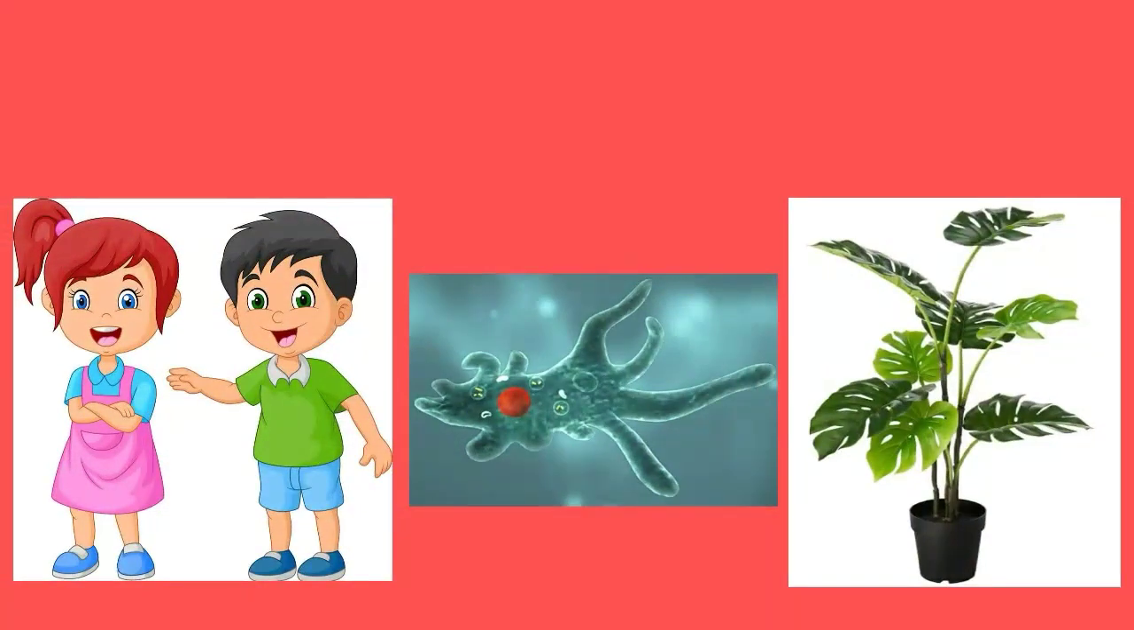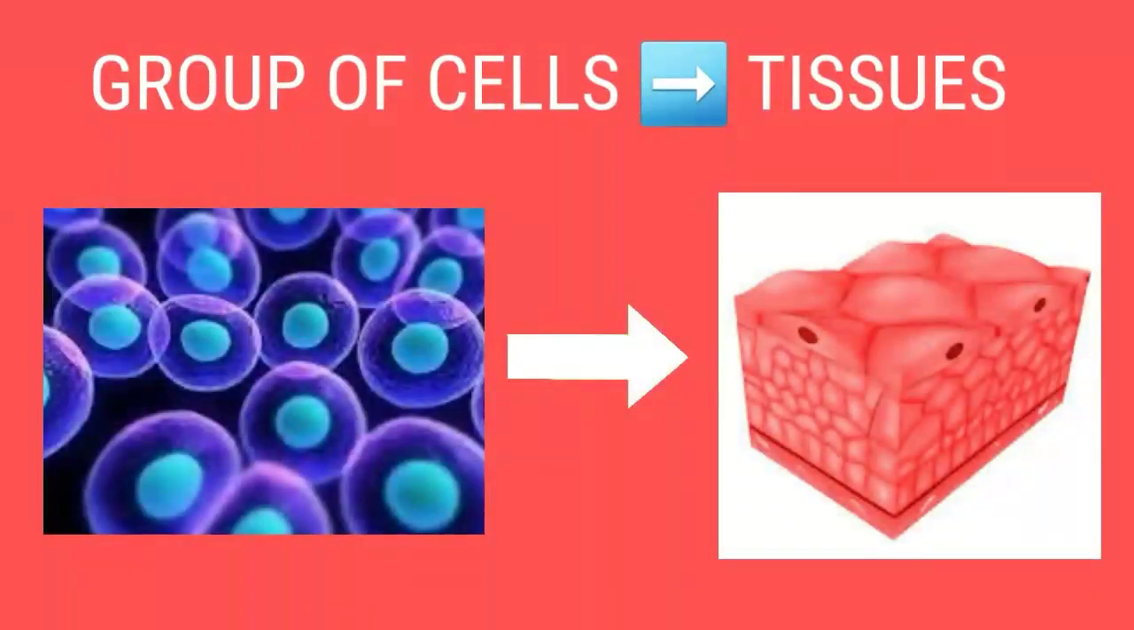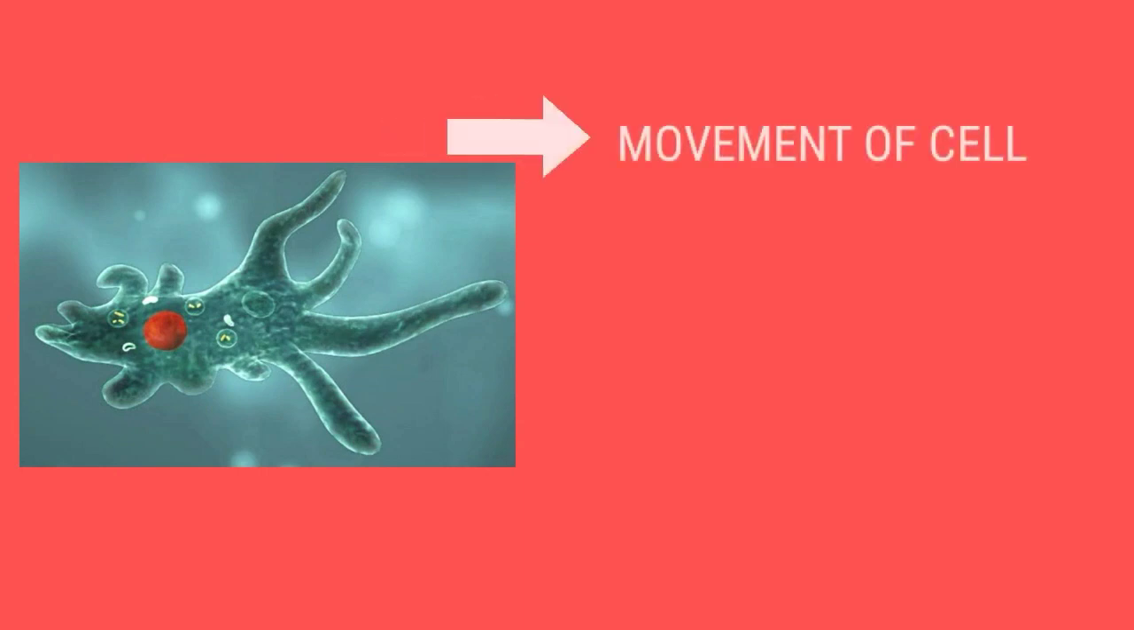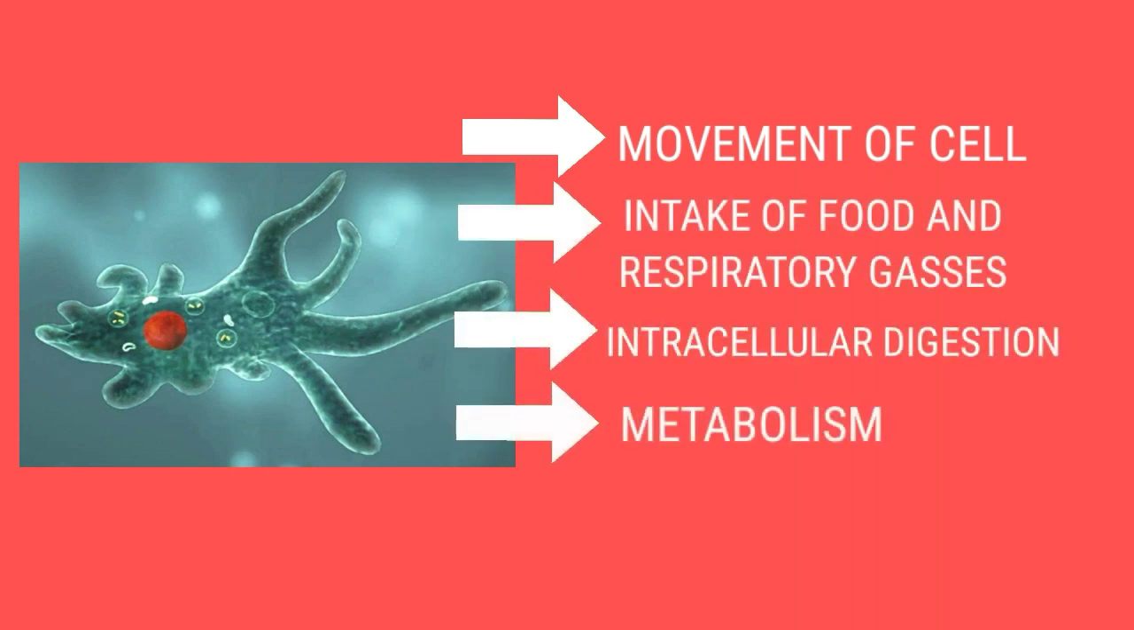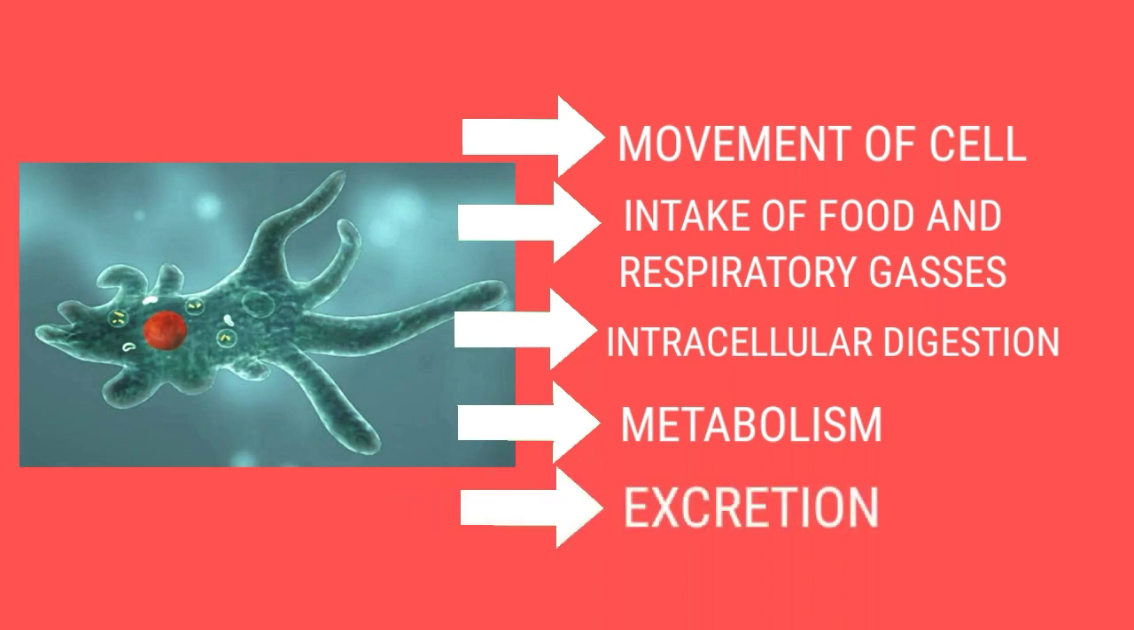We have studied in a previous chapter that all living organisms are made up of cells, and a group of cells that perform similar functions are called tissues. In unicellular organisms, for example, in amoeba, movement of the cell, intake of food and respiratory gases, intracellular digestion, metabolism, excretion, etc. are all done by the same cell.